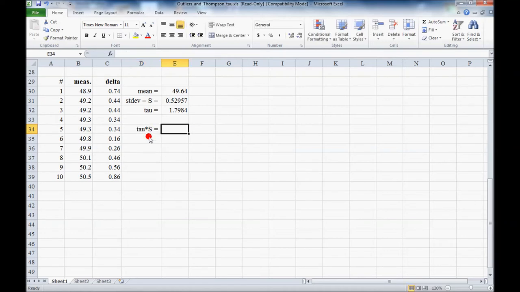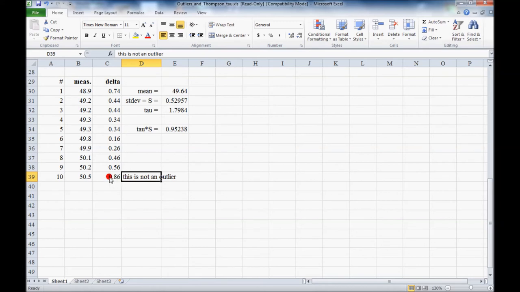And then the final step here is to calculate tau times S and compare it with the actual delta. So here we write equals tau times S, and we get 0.952. And so comparing this number with this number, we find that tau times S is greater than 0.86, and therefore this point is not an outlier. We have to keep it.